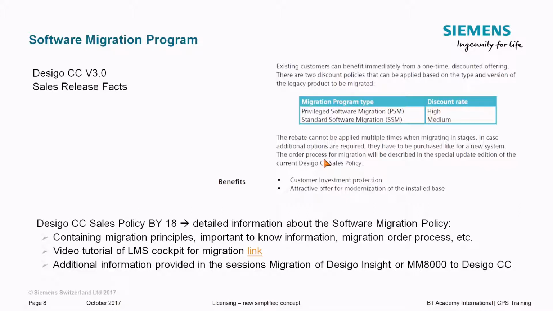Obviously, it is clear that larger on-site projects will be migrated in stages. It is probably not possible to migrate them in one go. You might have stages, but to get the discount rate, you need to order all data points. You can't order them in stages. This is not possible. But we will go into more detail when we do the MM8000 and the Desigo Insight migration.